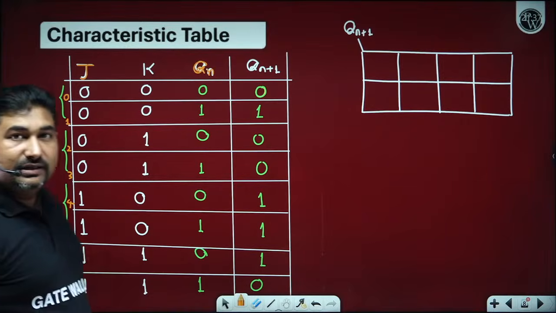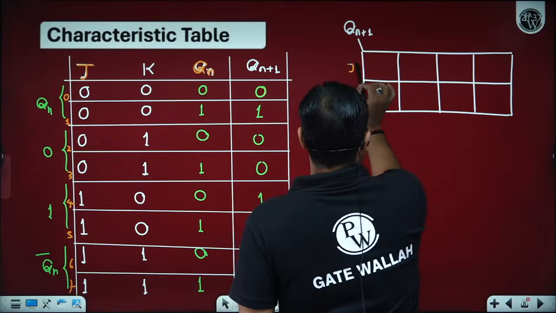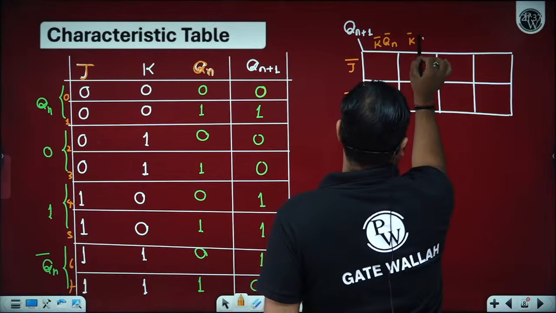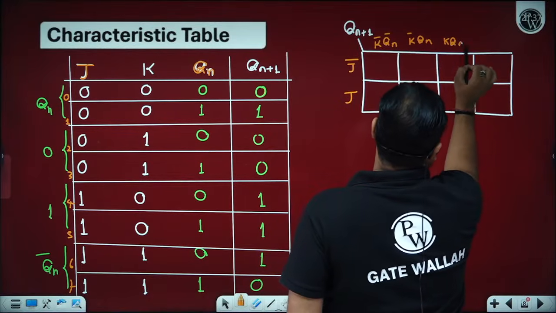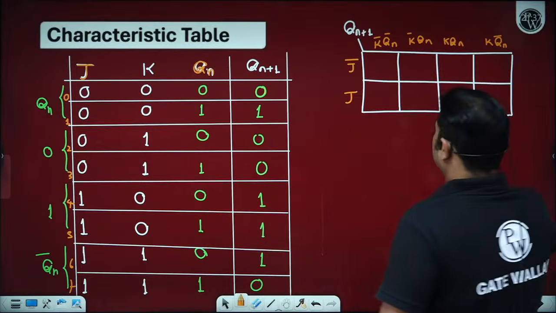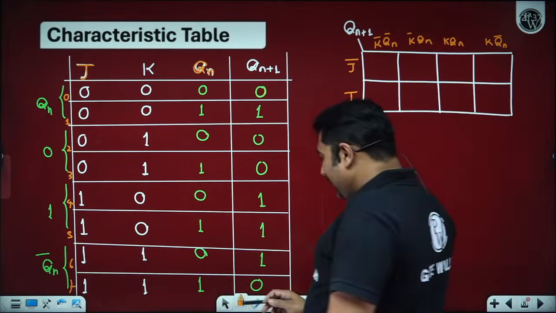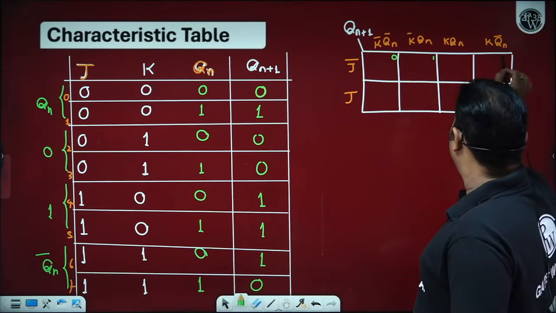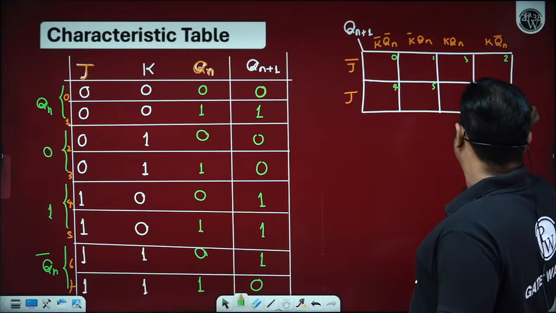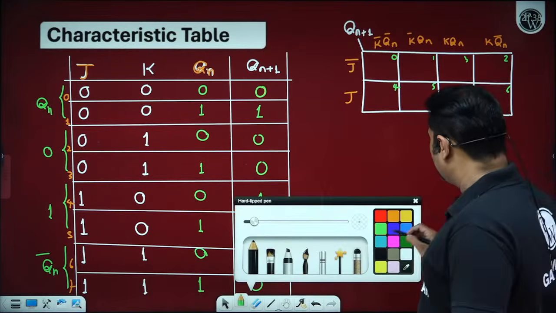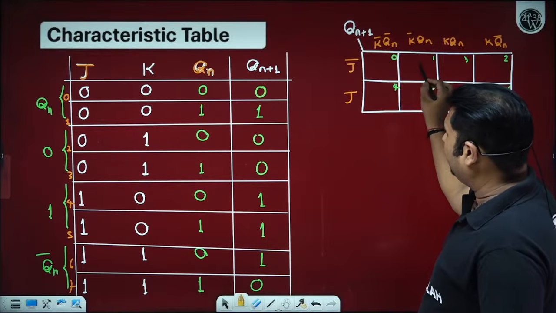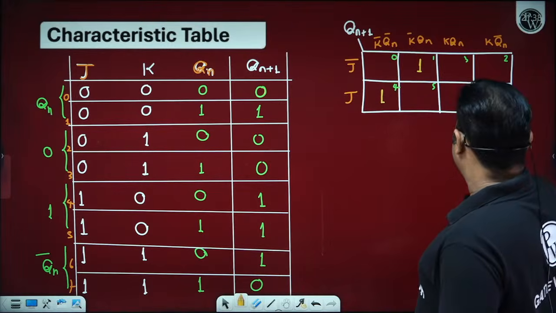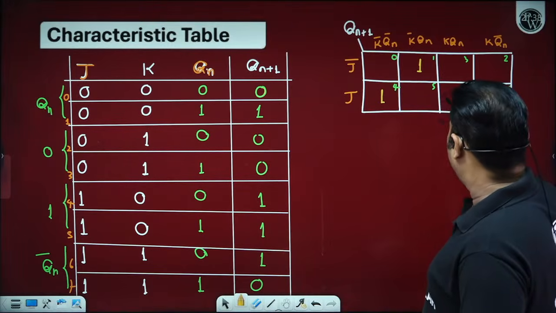We all can see? Yes, sir. So J bar, J, K bar Qn bar, K bar Qn, K Qn, K Qn bar. In that way, I have represented so that each subblock represent the min term. Now, where we are getting output logic high onto the binary of 0 to 7 numbering? We are getting output logic 1 onto the binary condition of 1, 4, 6, and 5 as well.